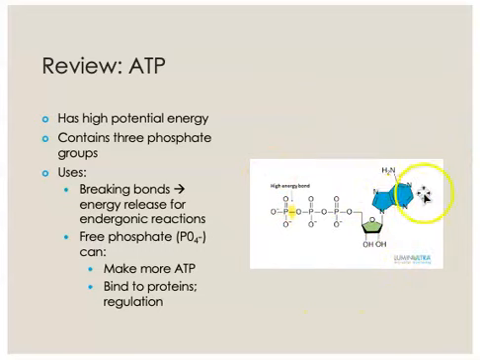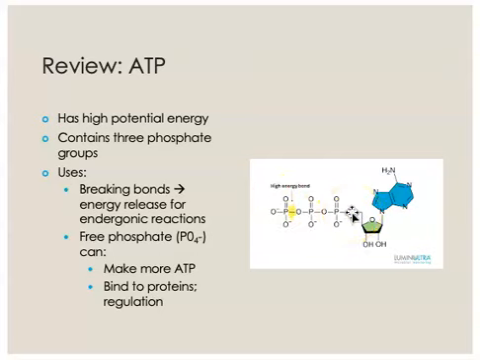Now, ATP is used by breaking it and building it, and breaking it and building it over and over again. When we break the phosphate group off, energy gets released that will fuel endergonic reactions in the cell. When exergonic reactions occur, this phosphate group will be put back on, and that energy that was released by the exergonic reaction will be temporarily stored in that bond.